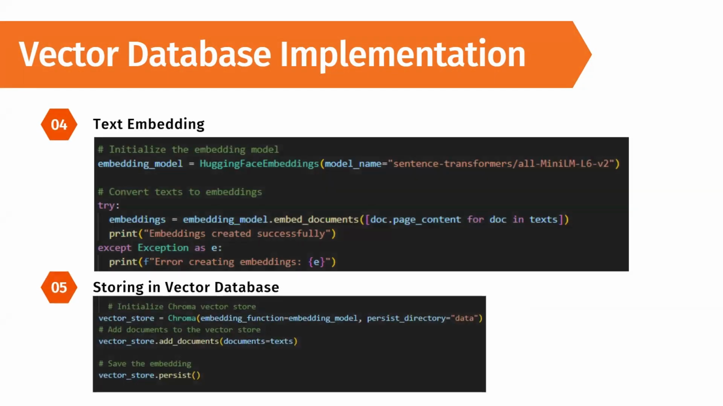Step 4 is text embedding using HuggingFace embeddings, specifically the sentence-transformers all-MiniLM model. I converted the text chunks into vector embeddings. This transformation is key to enabling semantic-based data retrieval. And then the generated embeddings were stored in the Chroma vector database, which is set up with a directory to persist data. This database structures the data to facilitate quick and efficient similarity searches.